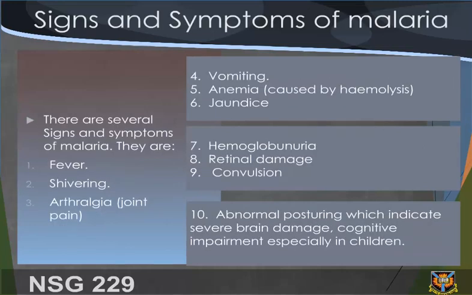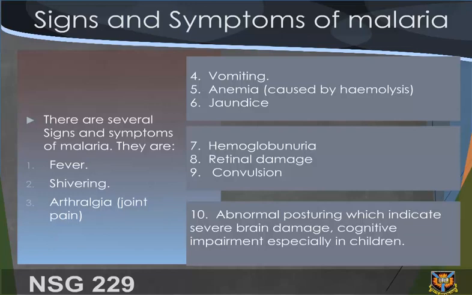Signs and symptoms of malaria. There are several signs and symptoms of malaria. They are: 1. Fever. 2. Shivering. 3. Arthralgia, joint pain. 4. Vomiting. 5. Anemia, caused by hemolysis. 6. Jaundice. 7.